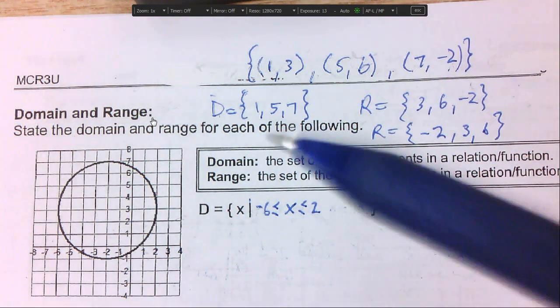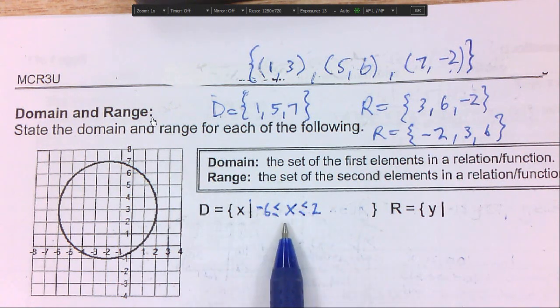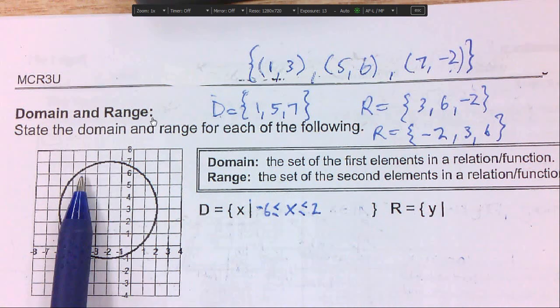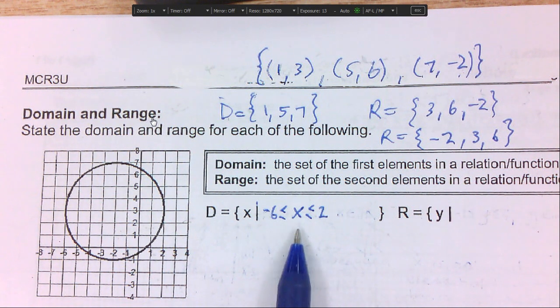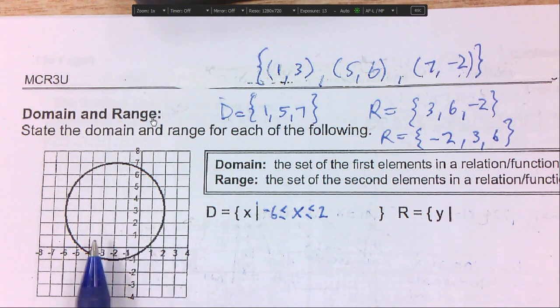If you read this, starting from the x, going to the left, it says x has to be greater than or equal to -6, which is true. x has to be greater than or equal to -6 to be on the circle. And if you read the other part, it says x has to be less than or equal to 2, which is true. x can't be greater than 2.